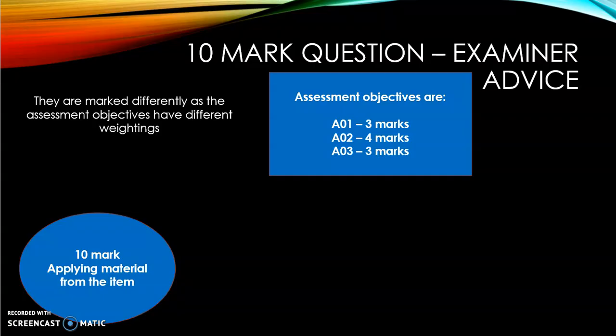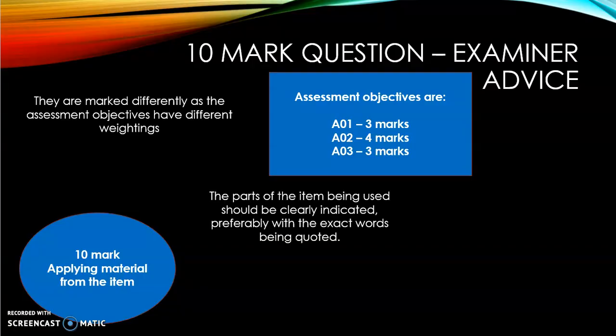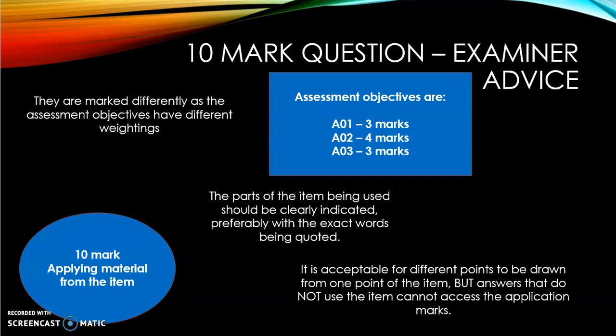So there's more application available, and there's more marks available for the AO3 as well, because you will be credited for both analysis and evaluation marks that are available there also. The parts of the item being used should be clearly indicated, preferably with the exact words being quoted. It just really signposts it to the examiner that you have used the item and you're about to apply your knowledge to it. And it is acceptable for different points to be drawn from one point of the item, but answers that do not use the item at all cannot access the application marks and will be capped at 3 marks.